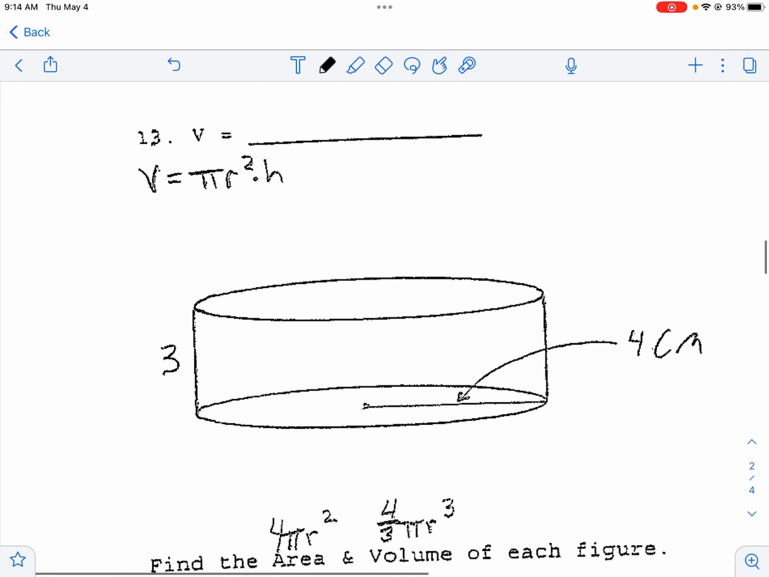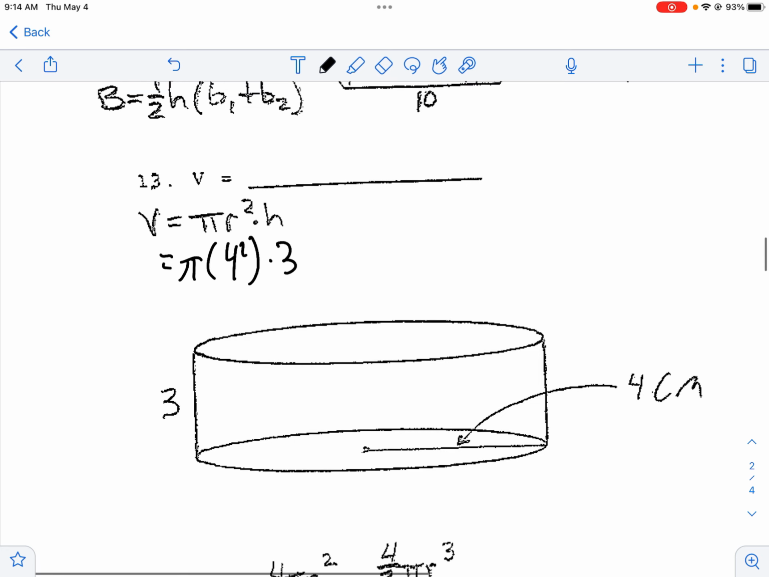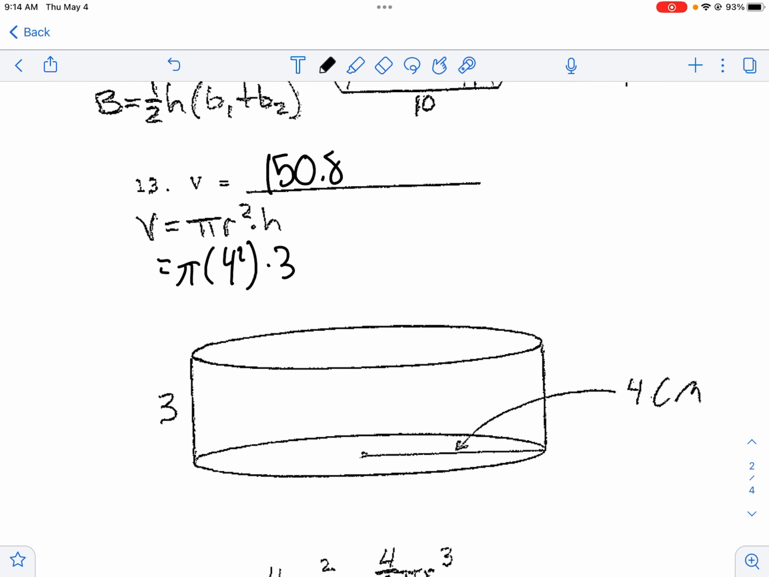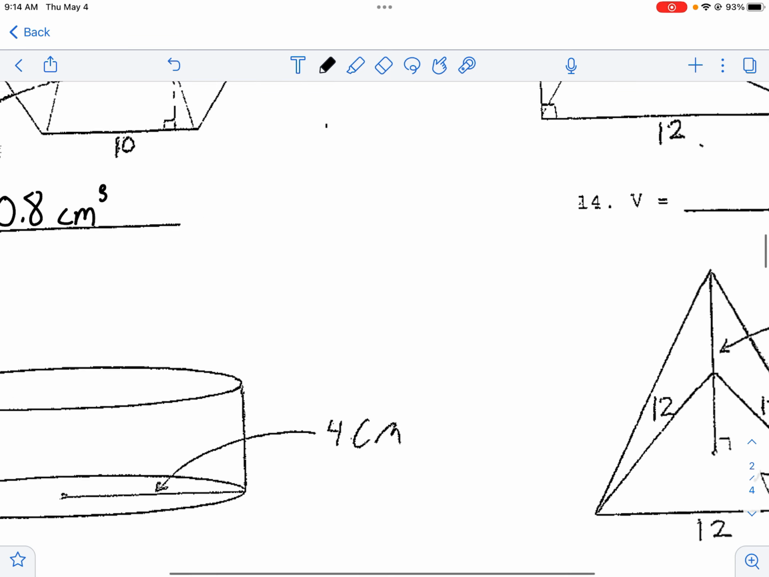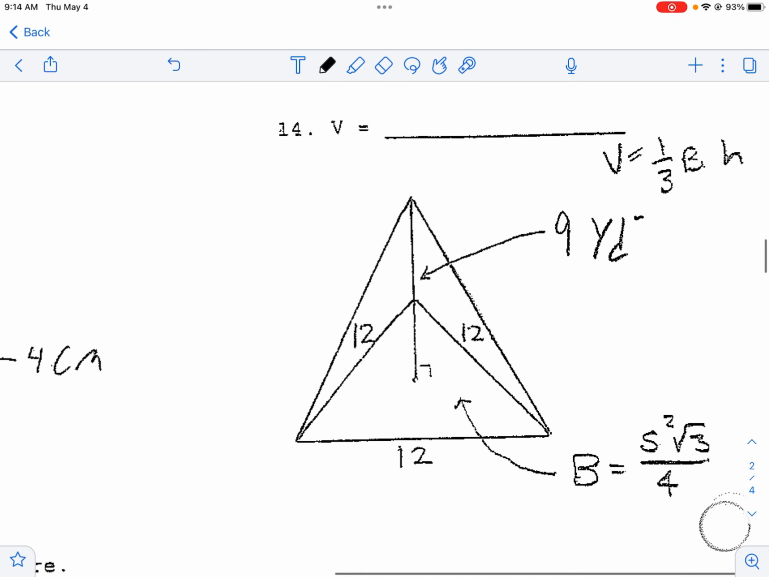Next one, pi r squared h for this cylinder. So pi times the radius, which is 4 squared, times the height, which is 3. So 16 times 3 times pi is about 150.8 centimeters cubed.